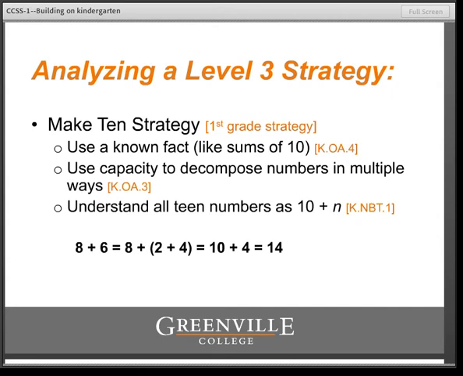And the third item is that I need to understand how all teen numbers are constructed so that when I generate 10 and 4, when I convert my 8 and 6 problem into 10 and 4, I need to be able to see instantly that that's 14. I just need to know how those numbers are composed. Now, while kindergarten children are not actually required to put all these competencies together into a level 3 strategy, these competencies themselves are to be developed in the kindergarten Common Core.